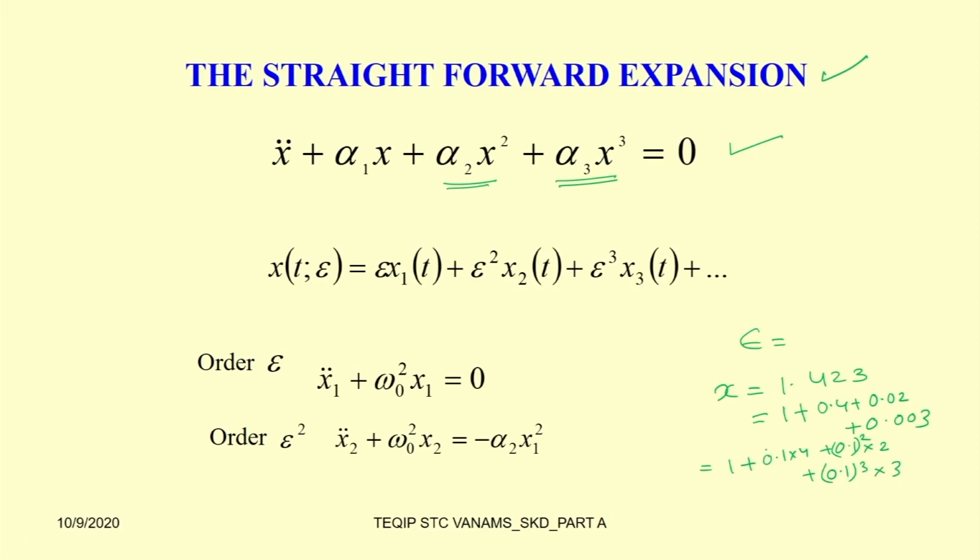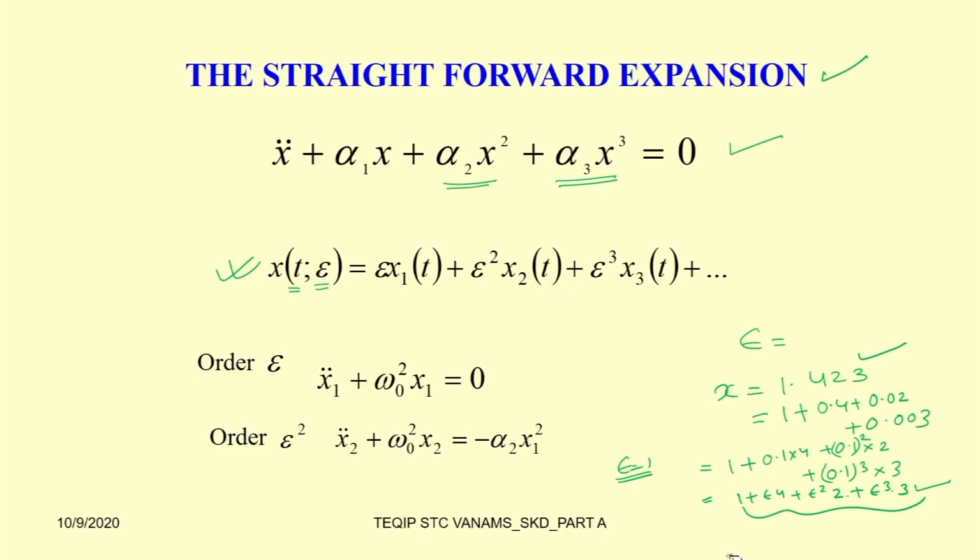So, if you take epsilon equal to 0.1, this can be written as 1 plus epsilon into 4 plus epsilon square into 2 plus epsilon cube into 3. This example of the number 1.423 is similar to the solution x(t, epsilon), where t is the time and epsilon is the bookkeeping parameter.